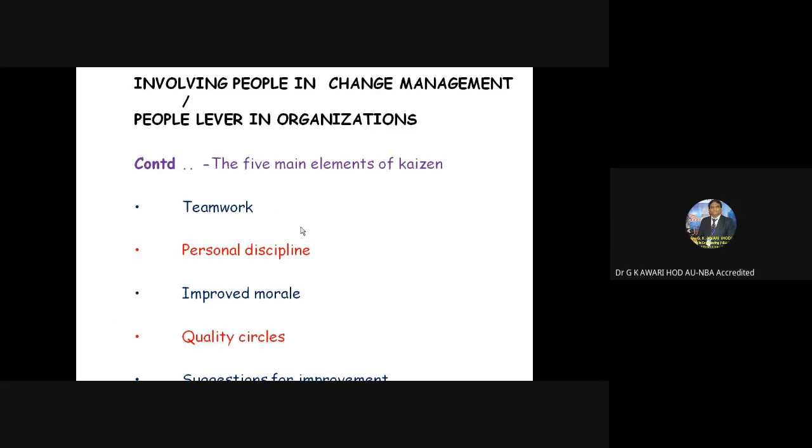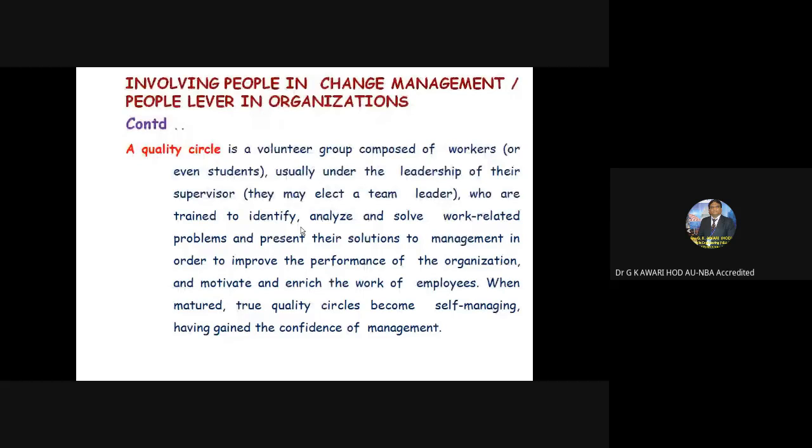Unless quality circles are there, suggestions are not sought from your employees and stakeholders. A quality circle is a volunteer group basically composed of workers, usually under the leadership of their supervisor, who are trained to identify, analyze, and solve work-related problems and present their solutions to the management in order to improve the performance of the organization and to motivate and enrich the work of employees. When matured, the true quality circle becomes self-managing, having gained the confidence of the management.